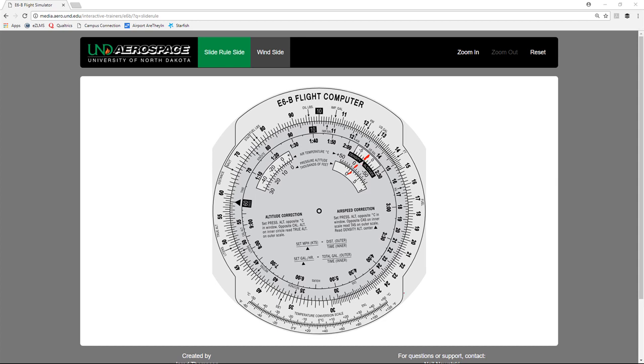Our calibrated airspeed was 100 knots. Remember, calibrated airspeed is on the B scale. 100 knots we find right here. True airspeed is on the A scale above. So it looks to be about 97. 97 knots true airspeed. So only a difference of 3 knots. So we can see that as we are lower to the ground, or lower altitude I should say, the difference between true and calibrated is negligible.